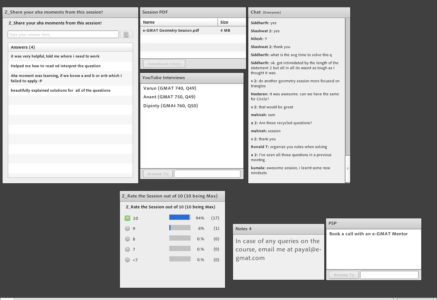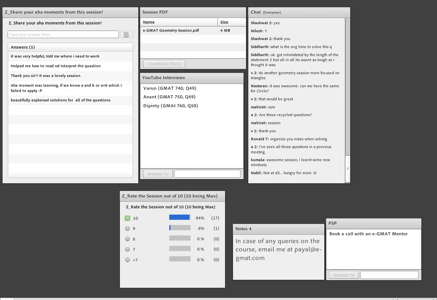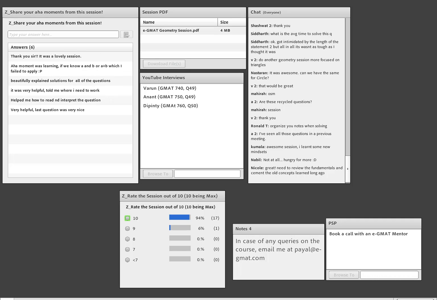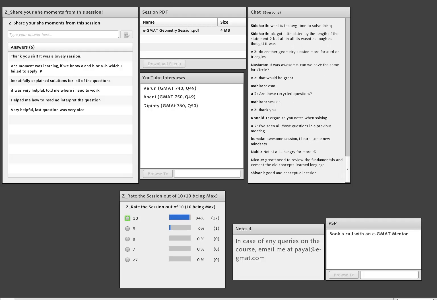Organize your notes when solving. That's very important. Yes. New mindsets. That's so very nice. Okay, thanks a lot for those wonderful comments, guys. It's really very heartwarming. Again, if you want to download the PDF, you can do so. I've shared the session PDF already with all of you, so please go and download that. And yes, if you want me hungry for more, that's so very good to hear.